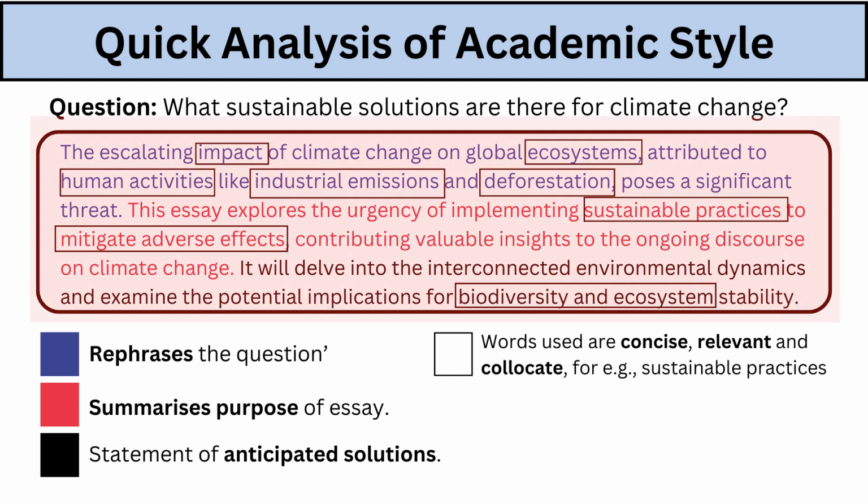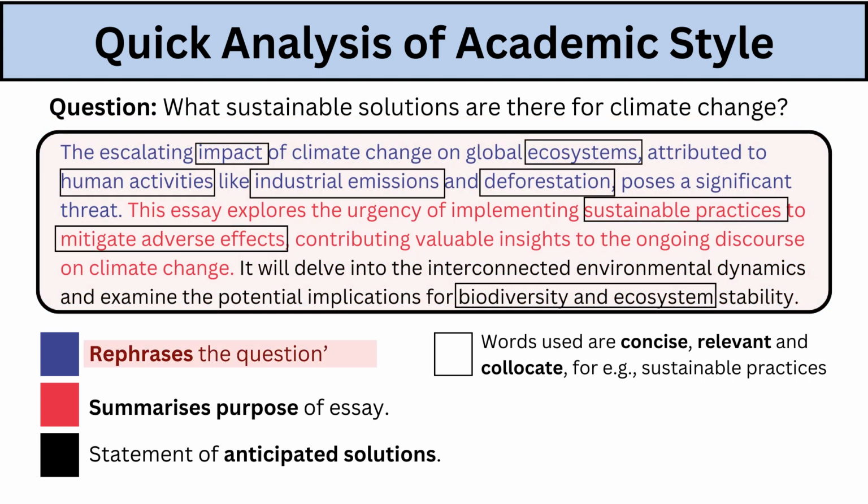The escalating impact of climate change on global ecosystems, attributed to human activities like industrial emissions and deforestation, poses a significant threat. This essay explores the urgency of implementing sustainable practices to mitigate adverse effects, contributing valuable insights to the ongoing discourse on climate change. It will delve into the interconnected environmental dynamics and examine the potential implications for biodiversity and ecosystem stability.